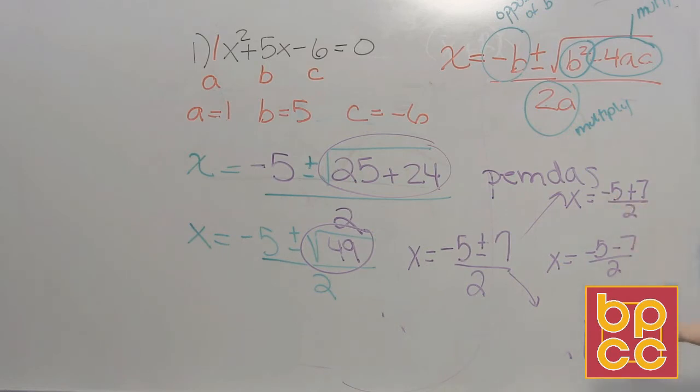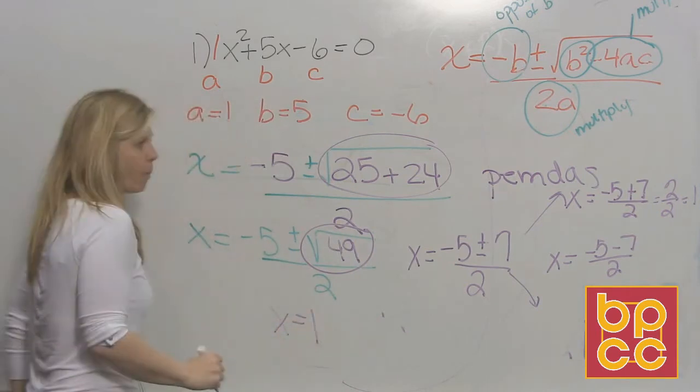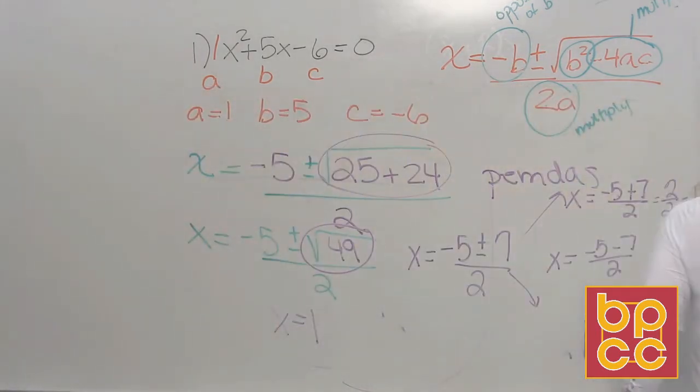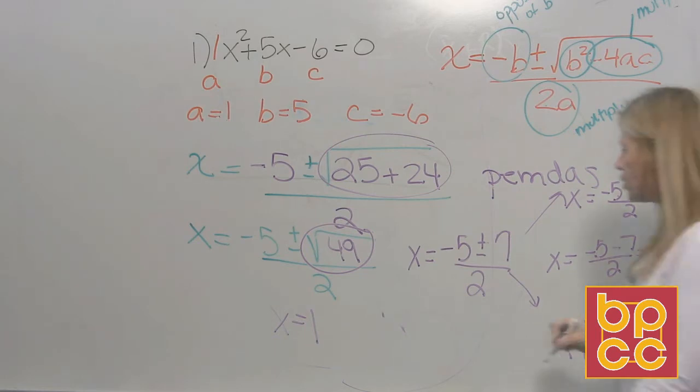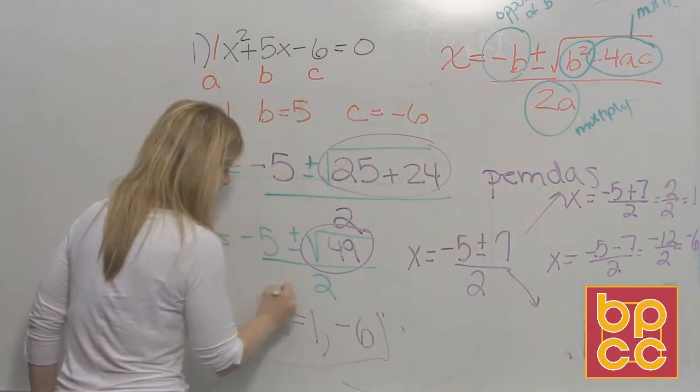Okay, guys, now we're doing arithmetic. Negative 5 plus 7 is 2, and 2 divided by 2 is 1. So the first solution we could write is x equals 1. The other solution, negative 5 minus 7 is negative 12, and negative 12 divided by 2 is negative 6. So we do get two solutions. We get a positive 1 and a negative 6.